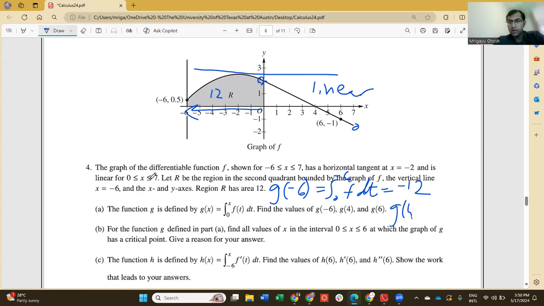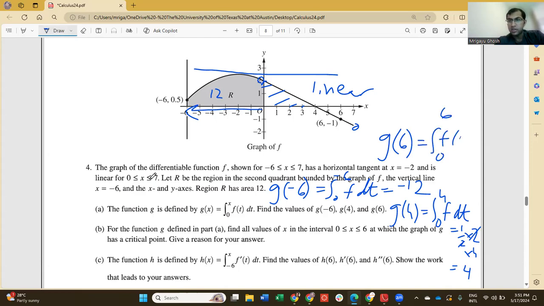What about g of 4? Same thing. The integral from 0 to 4 of f dt, going from 0 to 4, would be this area here. So that's just the area of a triangle, which is 1/2 base times height. The base is 4, the height is 2, so 1/2 times 2 times 4. The 2's cancel, of course, and we get 4. And then g of 6, again, I apologize, my writing here is an absolute mess, but hopefully you can follow along. g of 6 is equal to the integral from 0 to 6 of f of t dt.